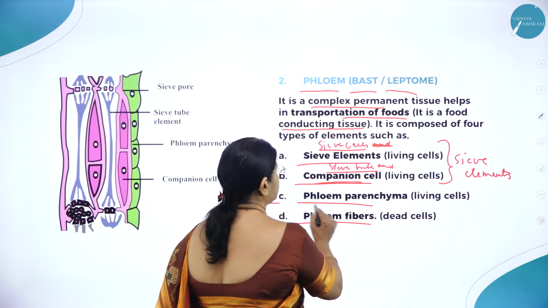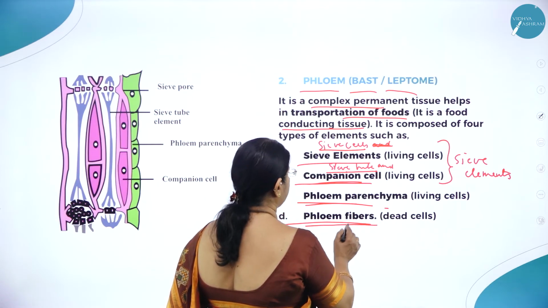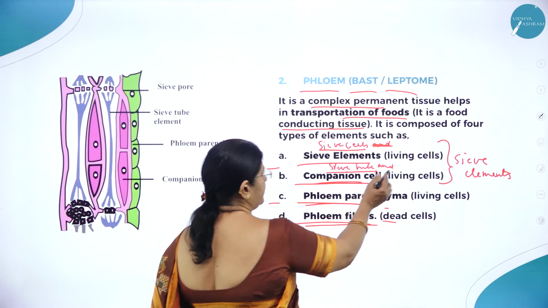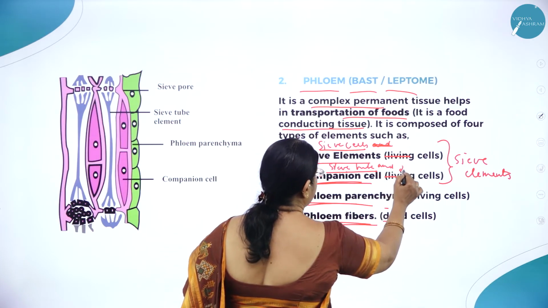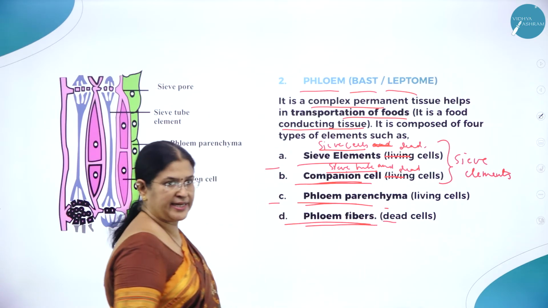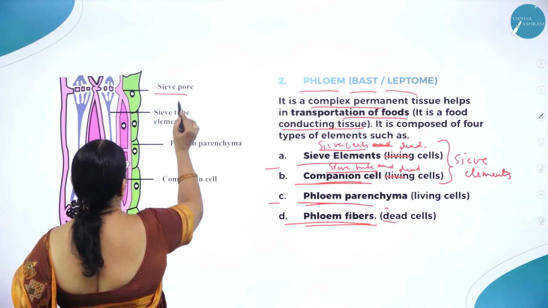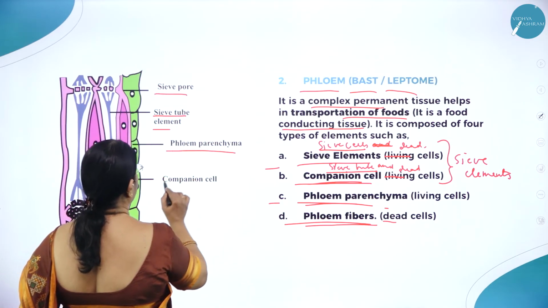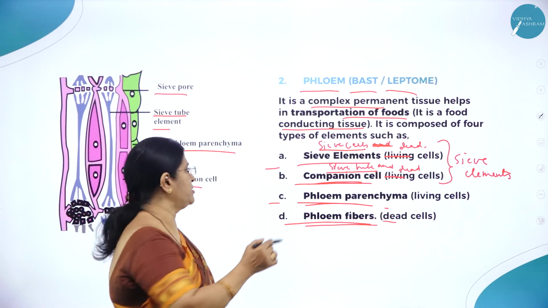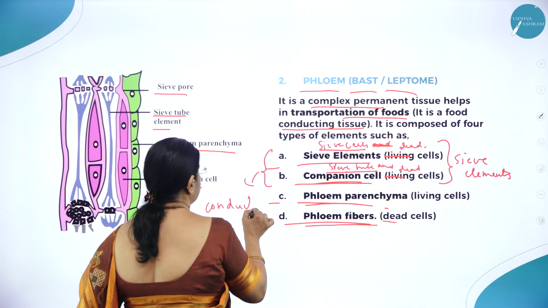And parenchyma in association with phloem is called phloem parenchyma, and fibers in association with phloem is called phloem fibers. So even these are not living cells. These are the dead cells. So what is phloem or bast? Here we can see sieve pore, sieve tube element, phloem parenchyma and the companion cell. See among the 2 conducting elements, so these 2 are called the conducting elements.